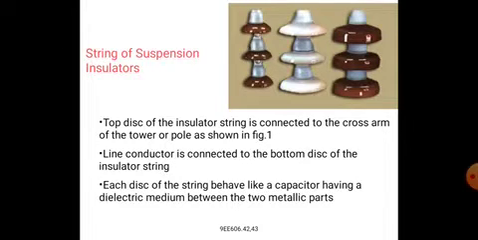Each disc of the string behaves like a capacitor, having a dielectric medium between the two metallic parts. The voltage across the string of suspension insulators does not distribute itself uniformly across the individual discs due to the nearness of the earth, that means the supporting towers.